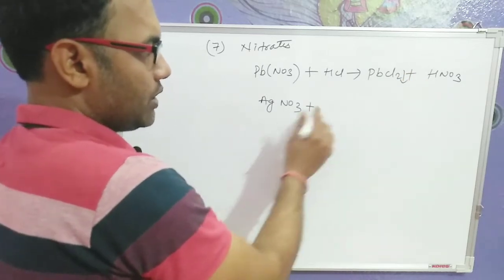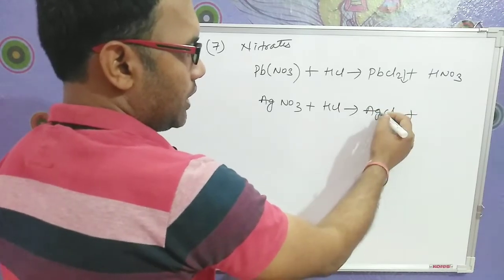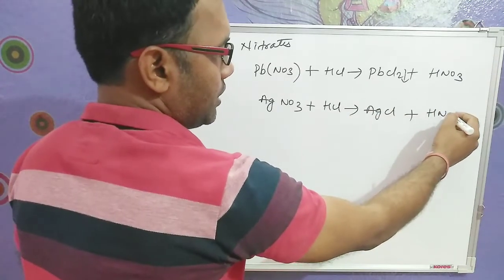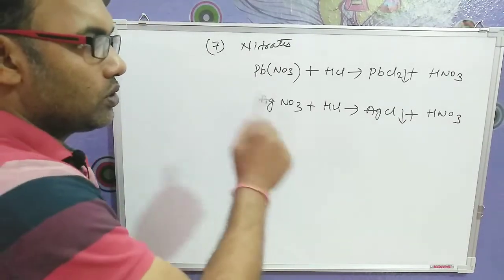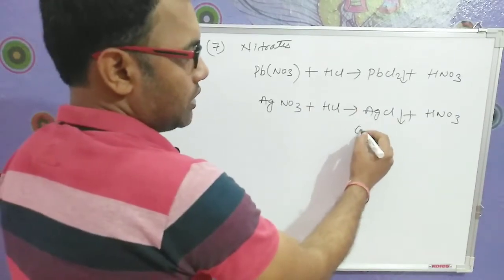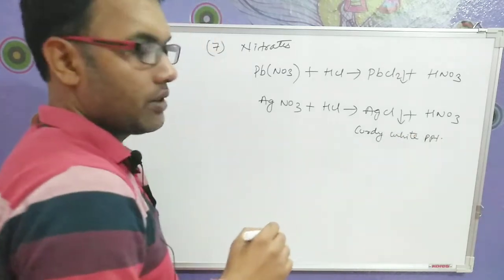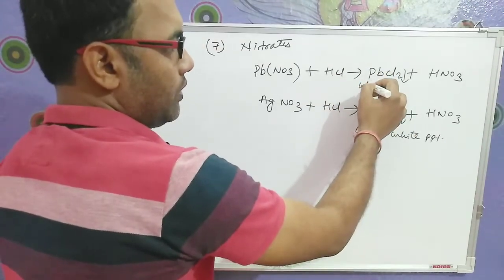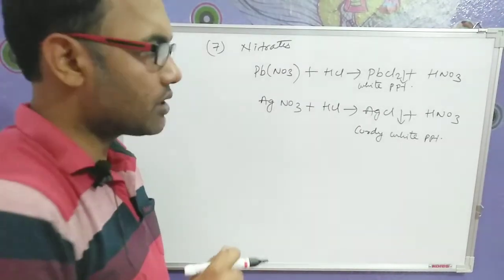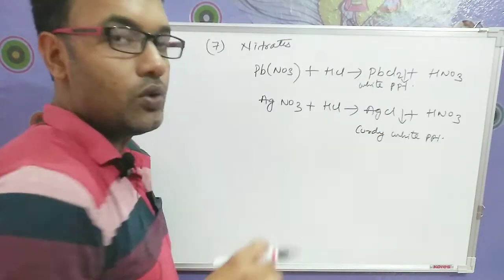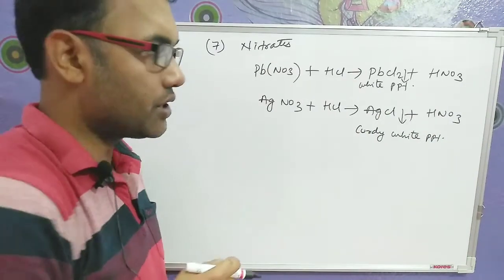Now coming to AgNO3, reaction with HCl, this again gives AgCl, and plus it will again give you the same HNO3, and this AgCl is also a precipitate. What is the difference between both of them? AgCl forms a curdy white PPT, okay, and PbCl2 will only form a white PPT. Now another difference which is asked in the exam is that PbCl2 does not dissolve in HNO3, and AgCl also does not dissolve in excess of HNO3.